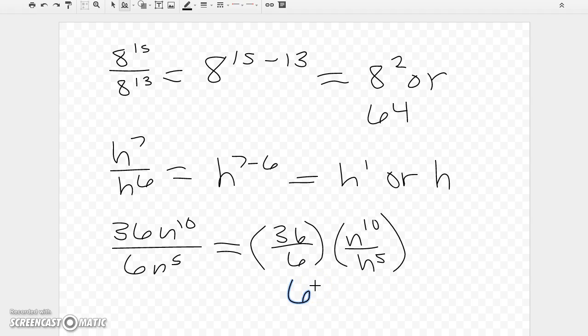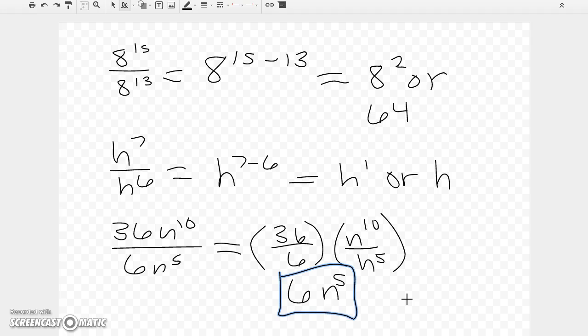The next one, n to the 10th over n to the 5th, I have a common base. So I'm going to subtract the exponents. 10 minus 5 just gives me 5. Now because the 5 is connected to the n, I cannot do anything further with that exponent. And that also then leaves my final answer of 6n to the 5th power. And that would be my final answer, like I said.